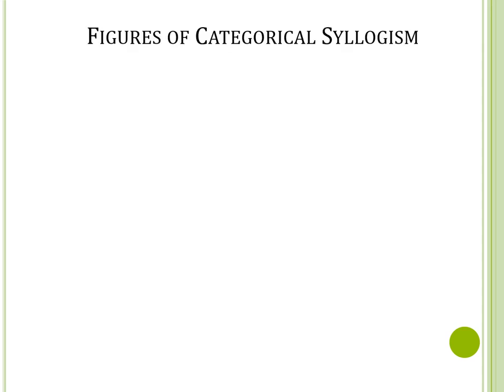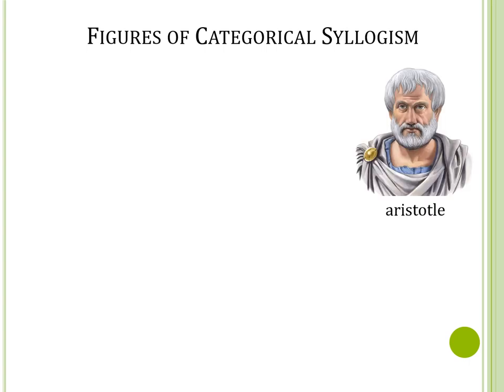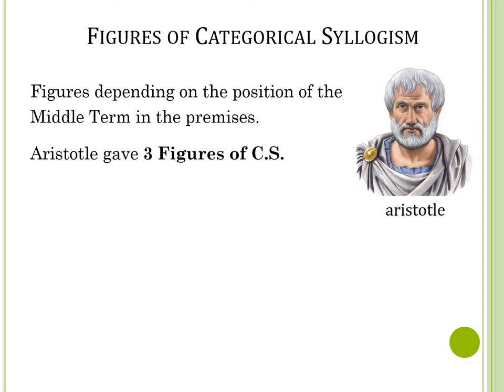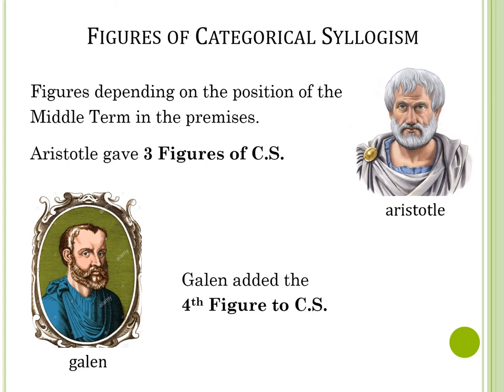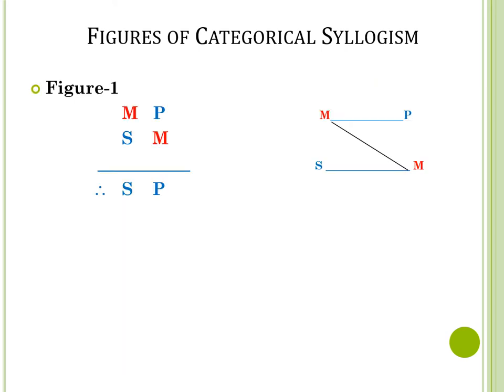Now we will understand the figures of categorical syllogism. Depending upon the position of the middle term in an argument, Aristotle has given three figures of categorical syllogism, and it was Galen who added the fourth figure to categorical syllogism. Now let us understand the figures. Figure 1 represents S, where the middle term stands as the subject of the major premise and the predicate of the minor premise.